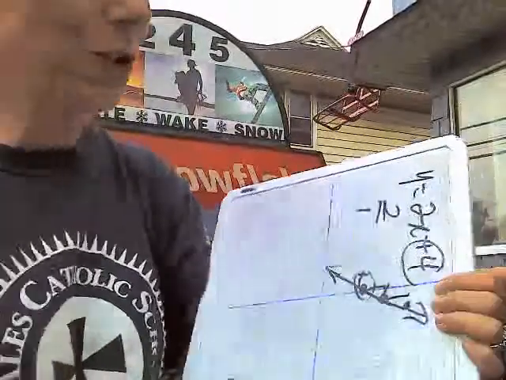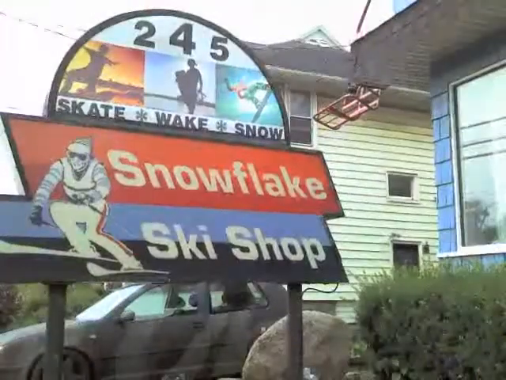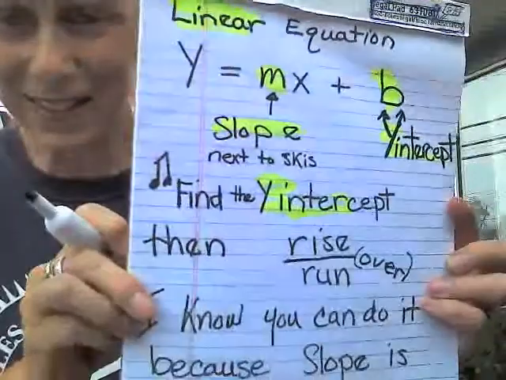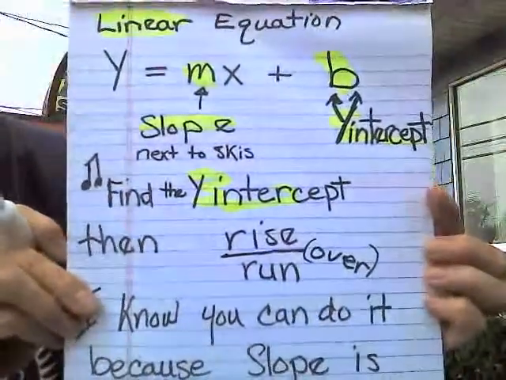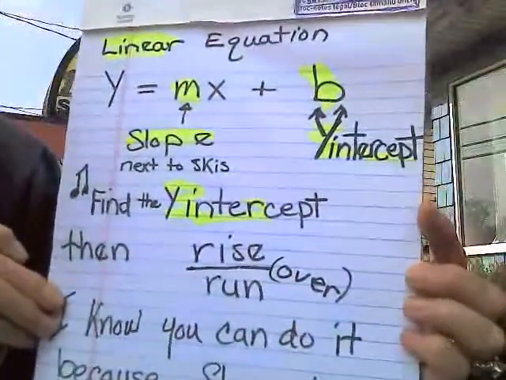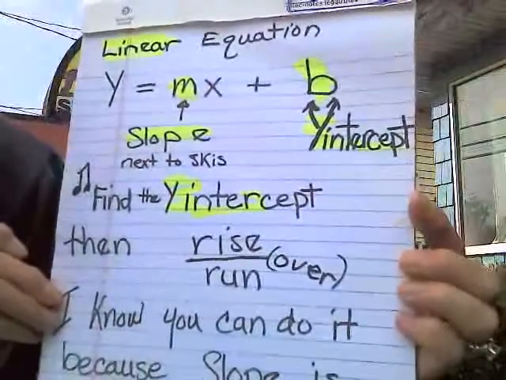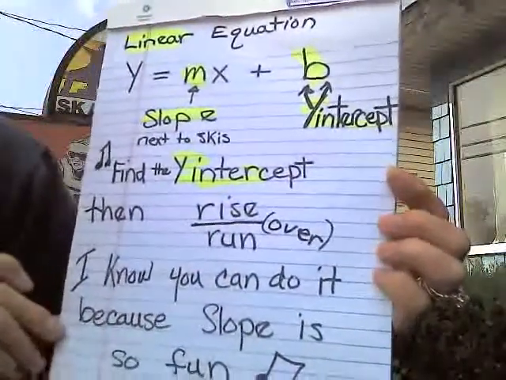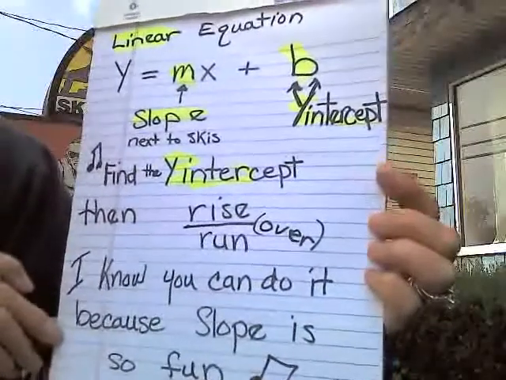So yeah, I do have a ditty for you right now, and this is how it goes. I think you're going to like it. It's a song, and it's y equals mx plus b. Find the y-intercept, then rise over run. I know you can do it because slope is so fun. Linear equations, yes.